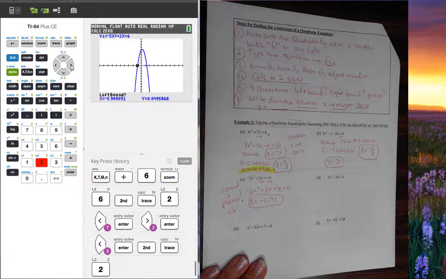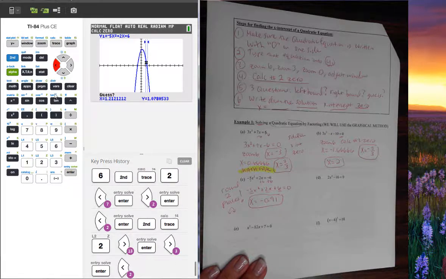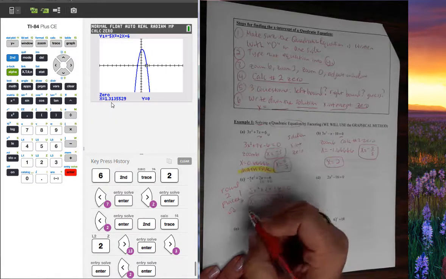Calculate, zero, the other one. Get to the left of it, which would be here. Get to the right of it. You're just setting the boundaries by answering these questions. That's all you're doing for the calculator, setting the boundaries. X is 1.31. That's the other answer.